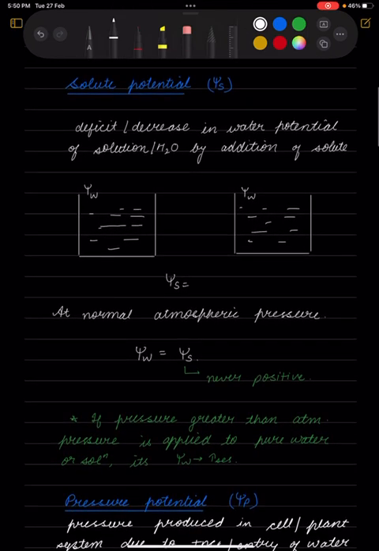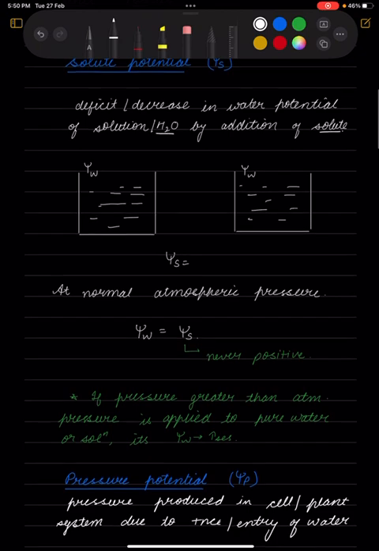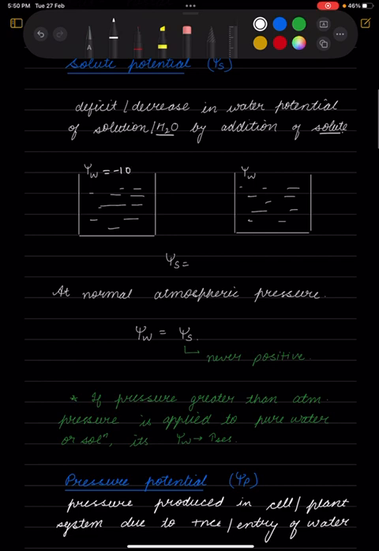Now there is one term called solute potential. What is solute potential? It is the deficit or decrease in the water potential of a solution or water by addition of solute. Suppose this is one beaker and this is another one. Here the water potential is minus 10 pascal, and in this beaker I add, suppose, 10 gram of sugar. In this case the water potential becomes minus 14 pascal. From minus 10 pascal to minus 14 pascal, there is a change of minus 4. This deficit or decrease in the water potential due to addition of solute is called solute potential.